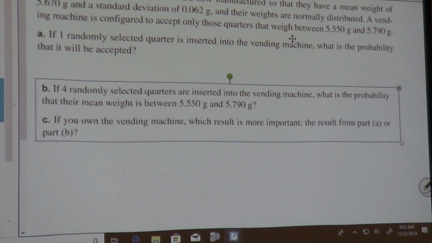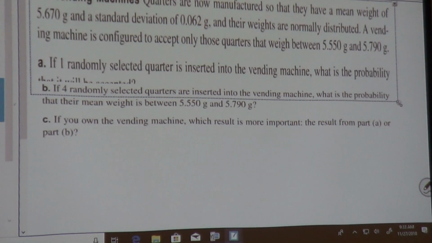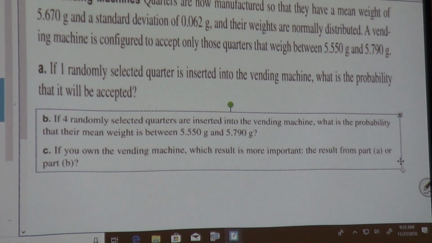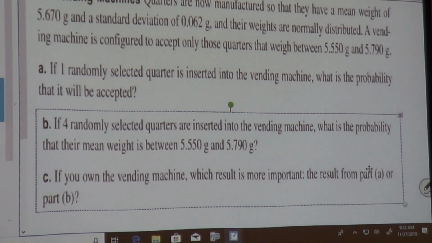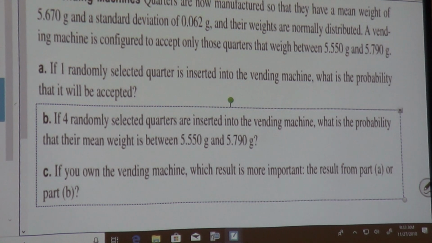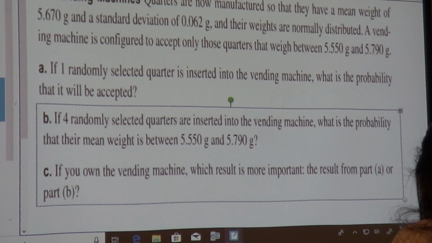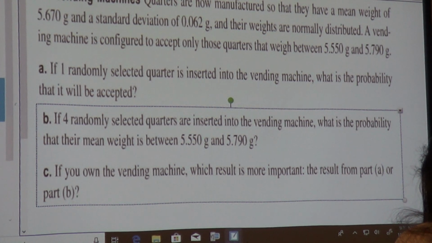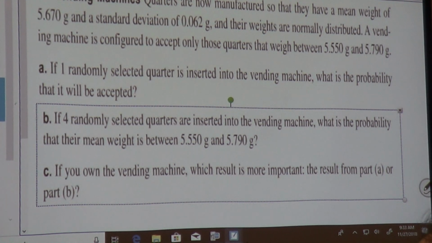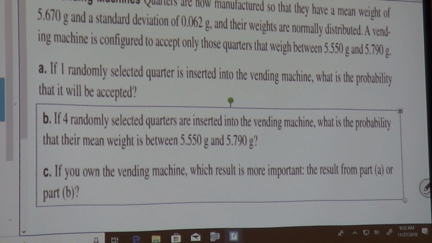This one says, and let me make it a little bit bigger, this one's actually a cool problem. Quarters are now manufactured so they have an average weight of 5.67 grams and a standard deviation of 0.062 grams, and their weights are normally distributed. A vending machine is configured to accept quarters that weigh between 5.55 and 5.79.